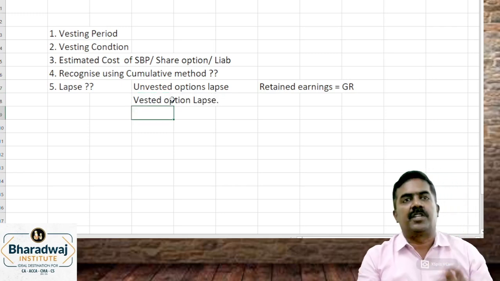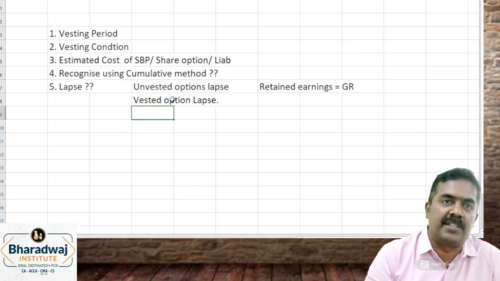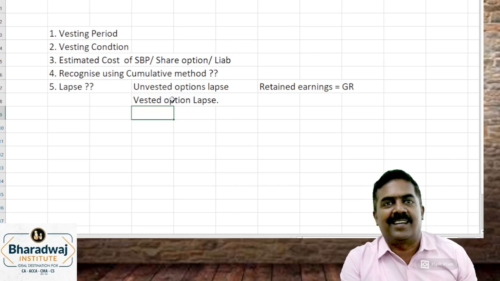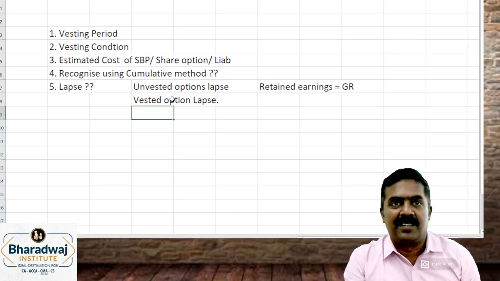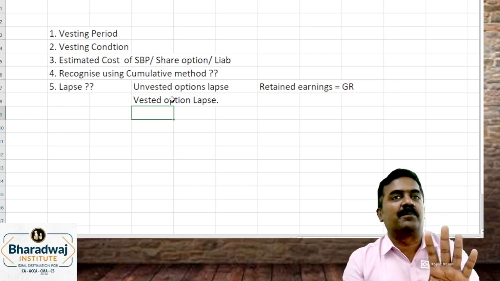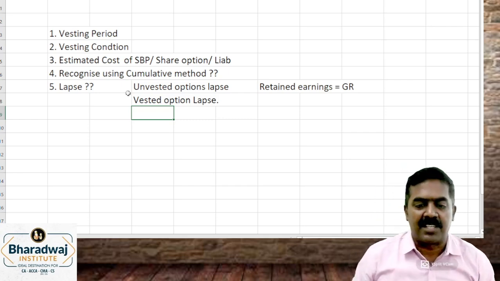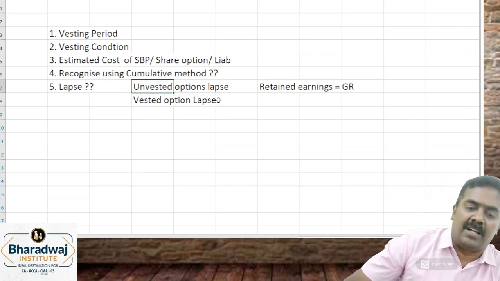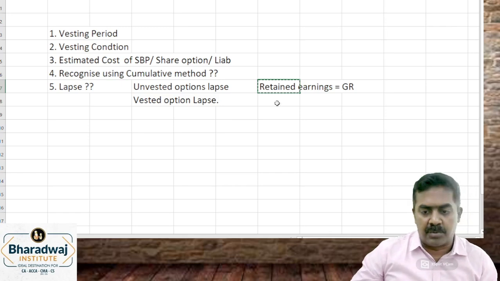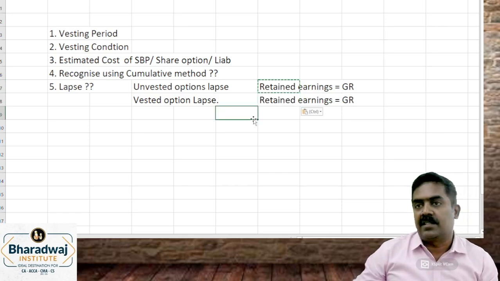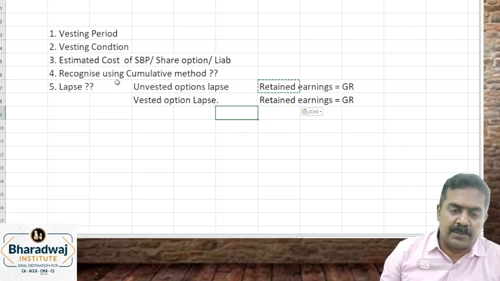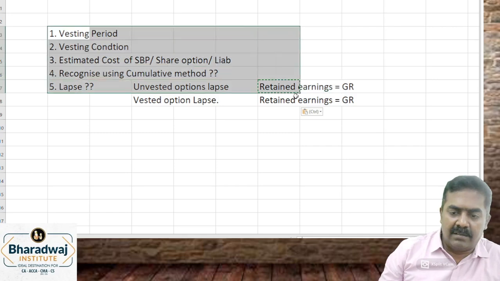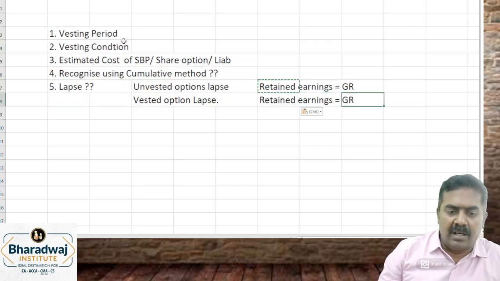You would have created a share-based payment liability based on 1 lakh shares. After fulfilling the vesting condition, some employees may not exercise the option. Options vest means you are eligible to buy the share, but you are not buying. Unvested options lapse means before the vesting period completes, the option lapses. Whatever it is, it will be transferred to which one? Retained earnings. That is called which one? General reserve.